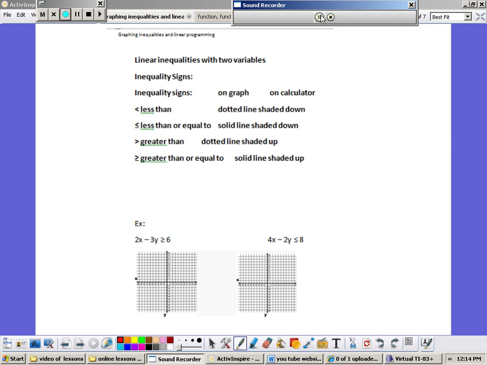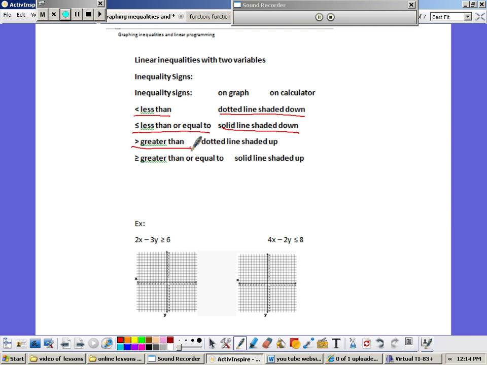First thing you need to know is the less than sign, and when you graph it, it's a dotted line and it's shaded down. Dotted line meaning that anything on that line is not part of the solution. Shaded means everything in the shaded area is part of the solution. A less than or equal to sign is a solid line shaded down, meaning that everything on the line is part of the solution and everything shaded is part of the solution.